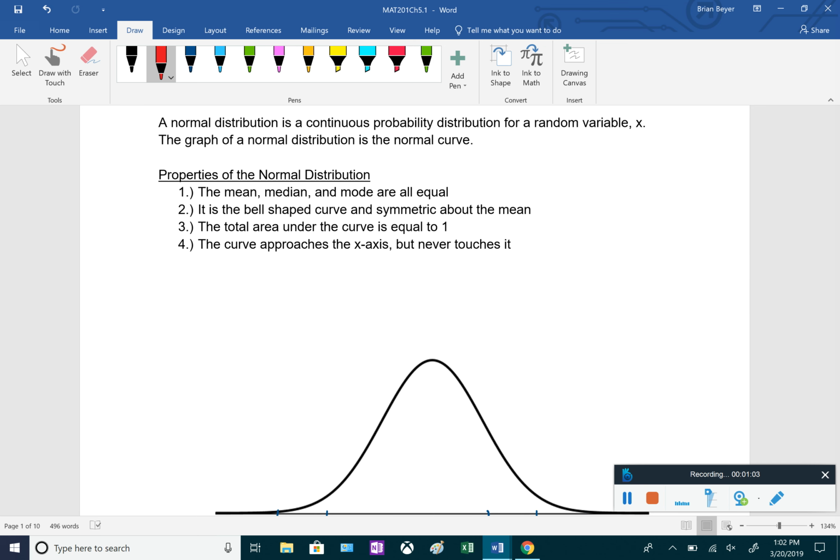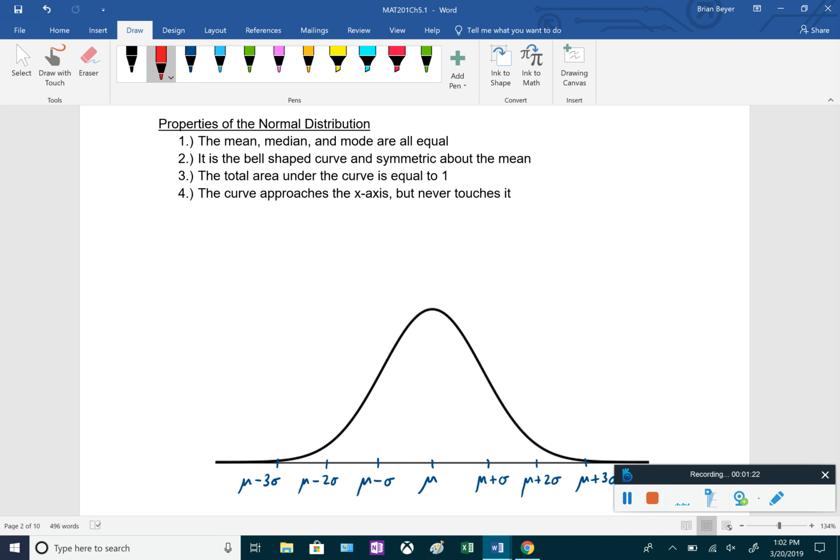Like I mentioned, a normal distribution is a continuous probability distribution for a random variable x, and the graph of the normal distribution is called the normal curve. This is the same thing as the bell curve that we quickly did previously. So here are the main properties of the normal distribution.